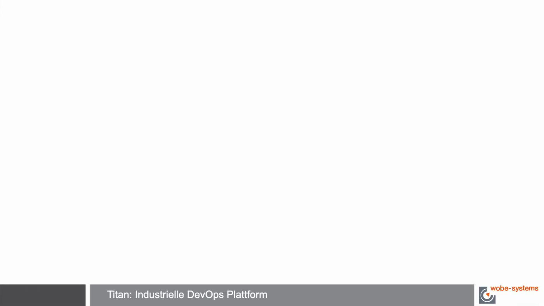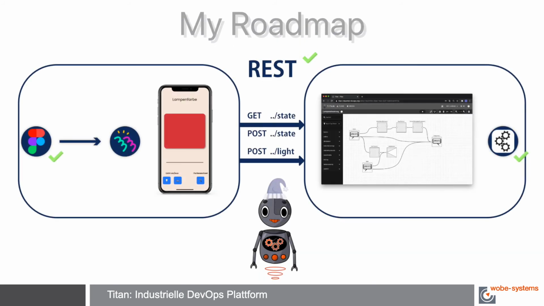Let us take a look at the roadmap again. The design is ready in FIGMA. The backend is also ready through the Titan platform. The only thing left now is Bravostudio. That being said, off to Bravostudio.